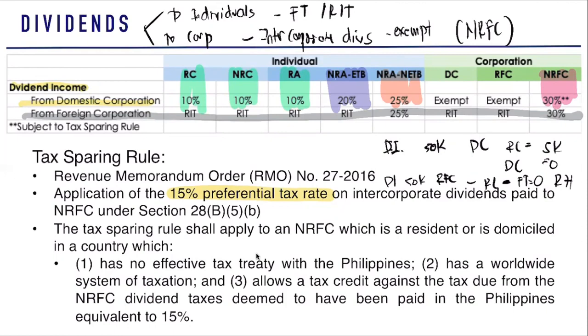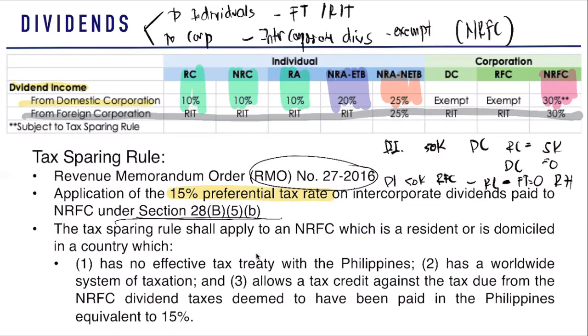But in actual practice, how do we apply this? It is based now on your RMO number 27-2016. That is based on your Section 28(B)(5)(b). That is under your National Internal Revenue Code as amended by your TRAIN law. So we have your general law, which is Section 28(B)(5)(b), and it is now implemented using your RMO number 27-2016. Now, I said 30% general rule, but if there is a tax sparing rule, 15%.